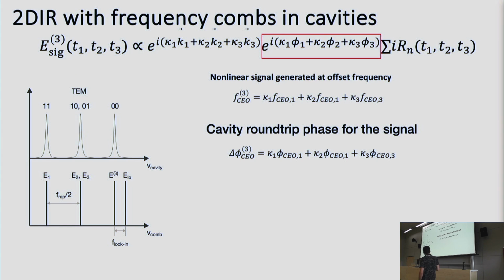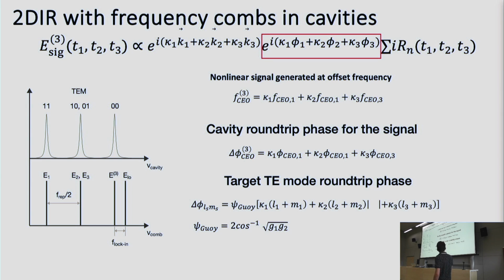And then, since we're in cavities, we also have to take care of phase matching, which means that our nonlinear signal will be generated at an offset frequency simply given by the correct combination of the offset frequencies of the incident combs. And this has to correspond to the round-trip phase difference in this cavity. And this has to match the Gouy phase of the transverse mode of the cavity that I also want to couple into. So I have to match these 2 things independently.